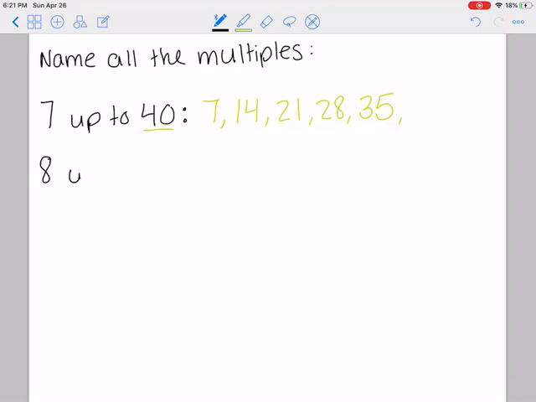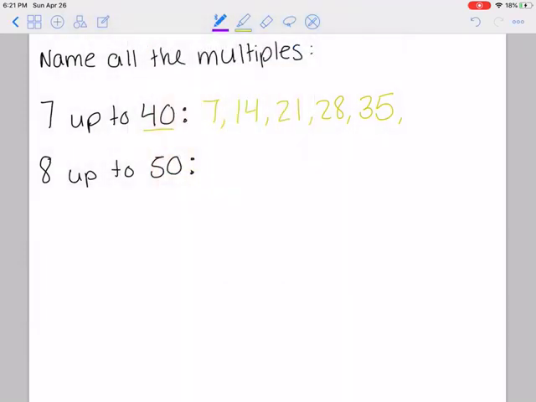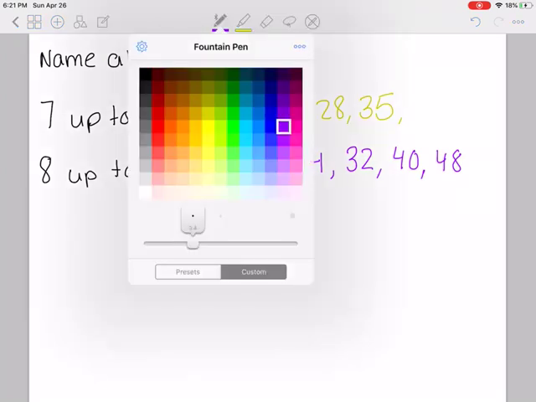All right, 8 up to the number 50. So 8, 16, 24, 8 times 4 is 32, 8 times 5 is 40, 8 times 6 is 48, and 8 times 7 is 56. And again, I'm going to erase the 56 because we had to stop at 50.